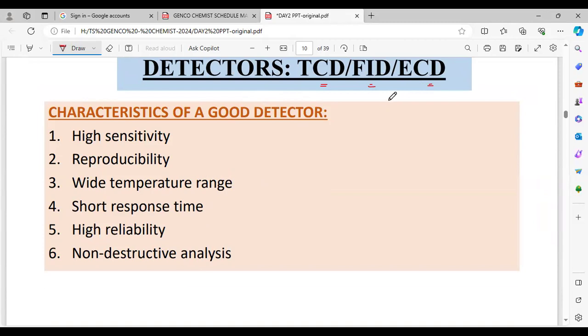Okay, 3 different detectors are here. Each and every detector we will discuss in detail. In general, what is the purpose of a detector and what is a good detector called? What are the important features or characteristics of a good detector?